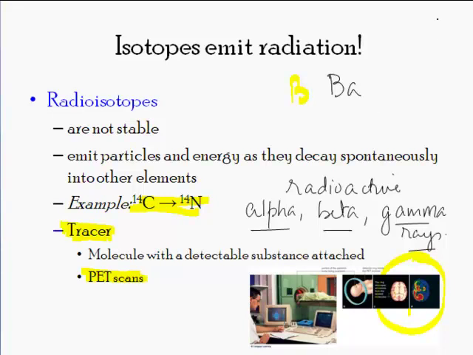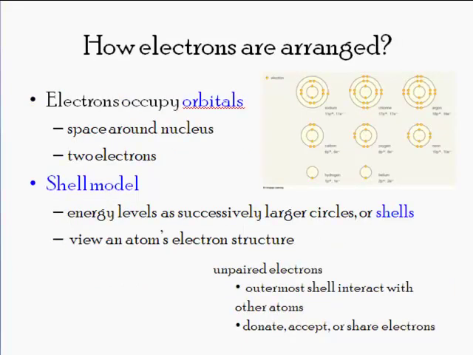Now let's look at the atoms and their unique arrangement of electrons. Electrons play a very important part in the properties of atoms. Electrons are present around the nucleus, and they're always present, or they choose to be present, in a pair.